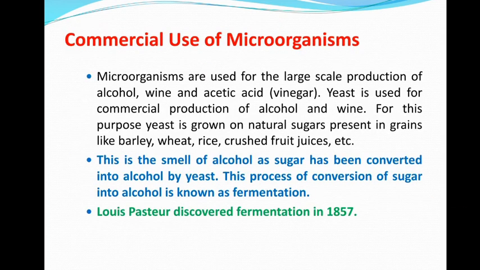And then, what are the commercial uses of microorganisms? Microorganisms are used for large scale production of alcohol, wine and acetic acid, that is vinegar. Mainly yeast is used for commercial production of alcohol and wine. For this purpose, yeast is grown artificially on natural sugars like barley, wheat, rice and crushed fruit juice. This is the smell of alcohol, as sugars have been converted into alcohol by yeast.